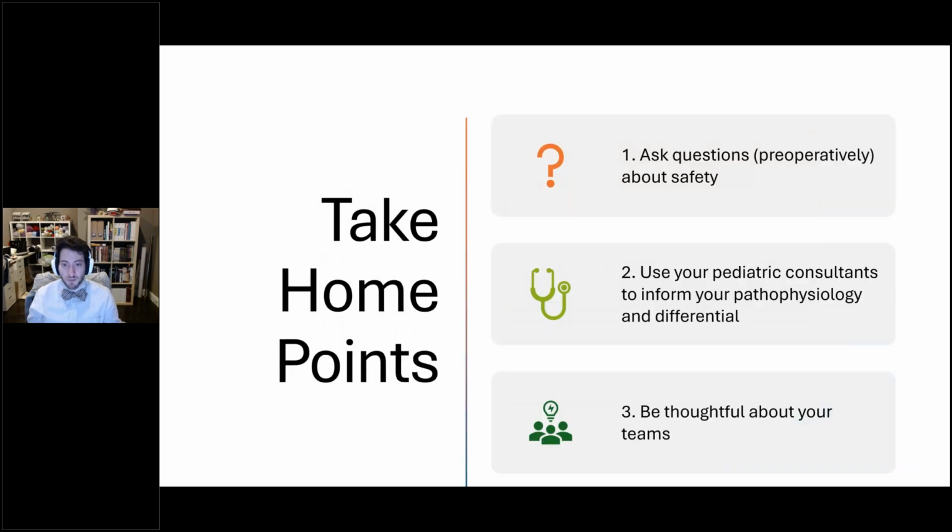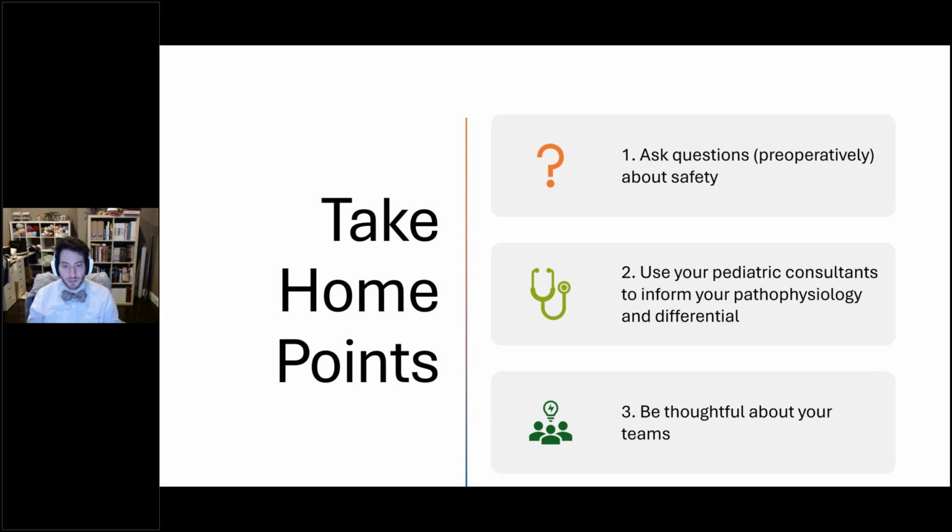Now, just some of our final take-home points. So when you're moving forward to try and ask questions of how can I help my pediatric colleagues with their procedural question, first ask questions about safety preoperatively. How do I have to modify my approach or my team to accomplish what I need to do in the safest manner possible?